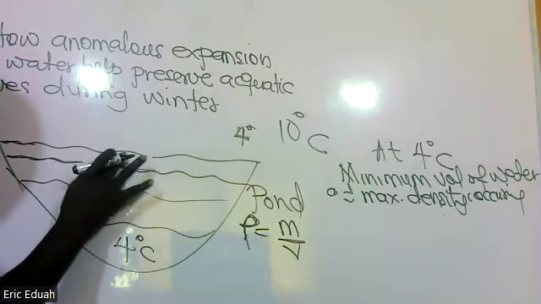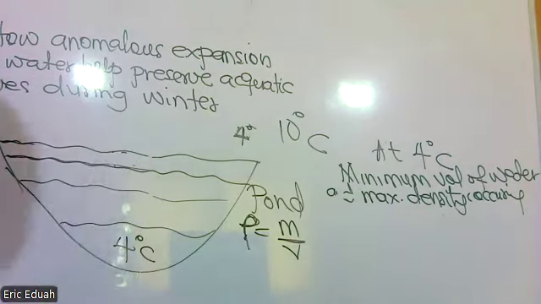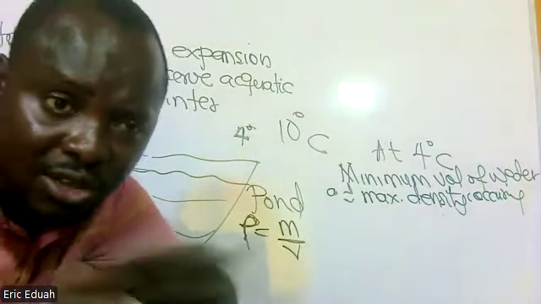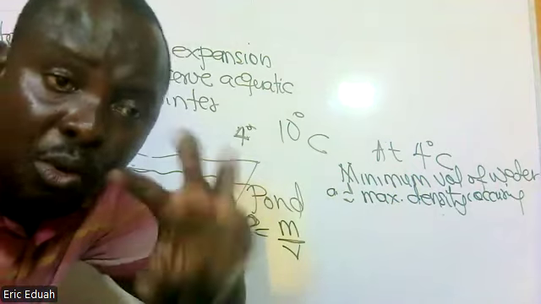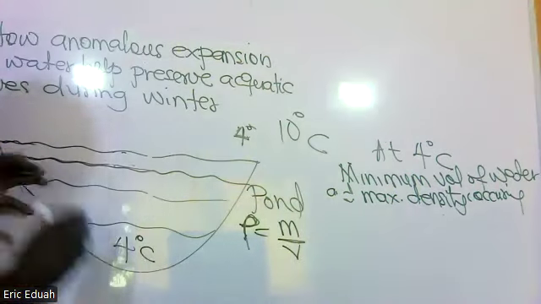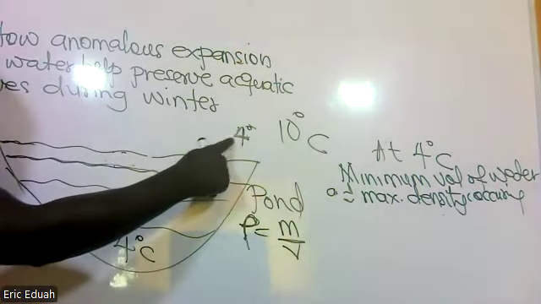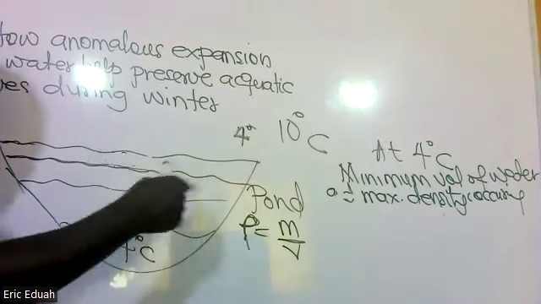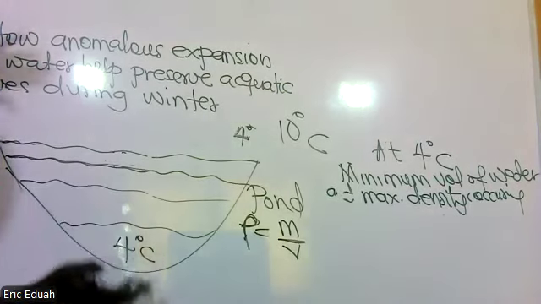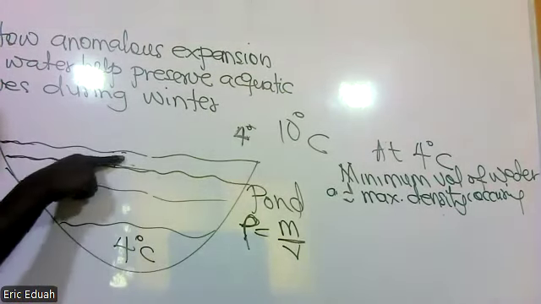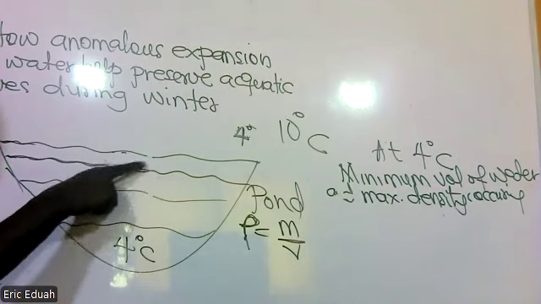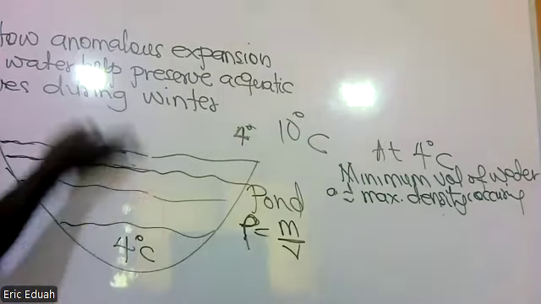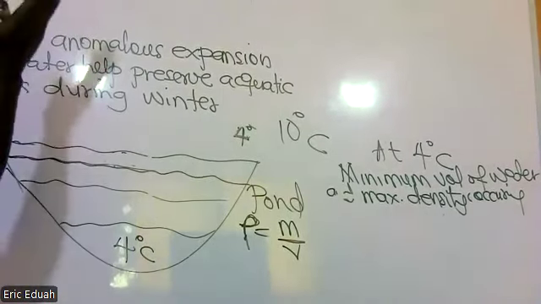Don't forget that for liquids, when one liquid is denser than the other, the less dense liquid settles on the most dense liquid. So because at 4 degrees Celsius water is densest, it will displace the other parts of the water, and that will settle below. The less dense section of the water will come up.